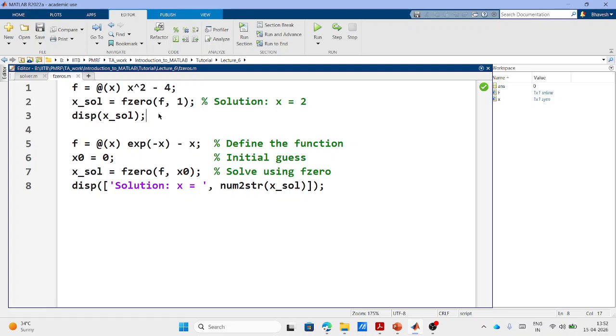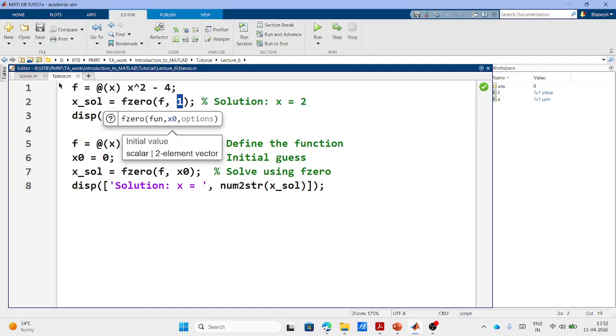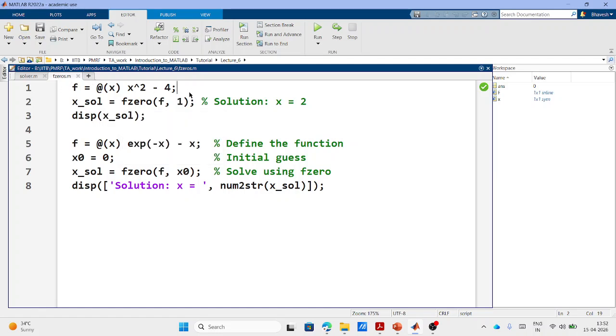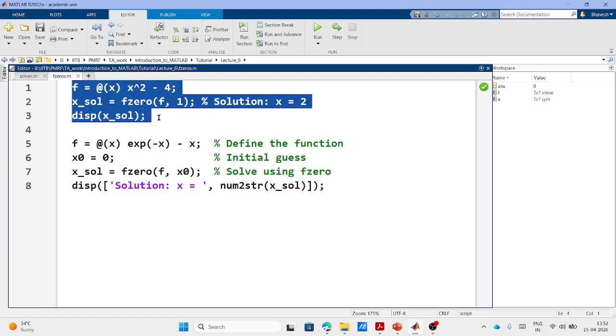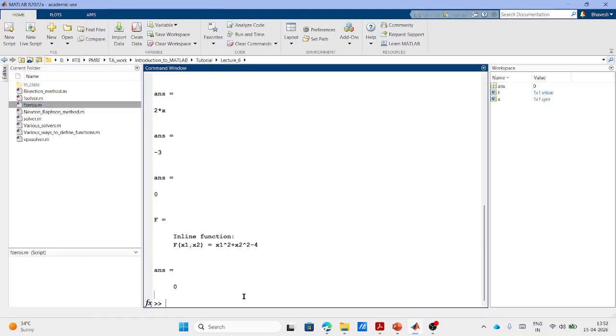So see here what I'm doing: I'm defining the first function f is equal to the variable x square minus 4, and then I'm using the fzero command where I have to first provide the function and some initial guess, right? Here we know that for this function to become equal to 0, my root will be x equal to 2, right? So when you run this part only, let me copy paste this and run it here.